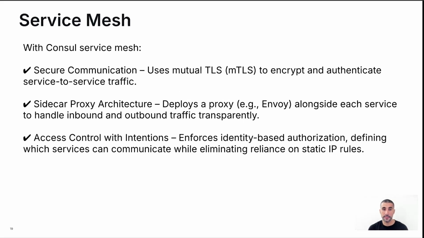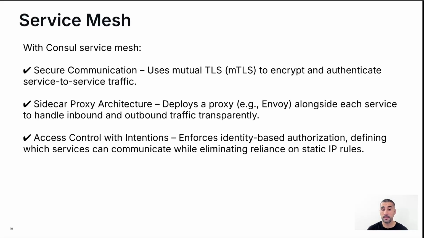To wrap up, let's summarize what service mesh provides. First, it ensures secure communication between services by integrating mutual TLS. This means that all the traffic between services is encrypted and authenticated. Next, it uses a sidecar architecture. Instead of services communicating directly, all the traffic flows through a sidecar proxy such as Envoy. This proxy transparently manages inbound and outbound connections.